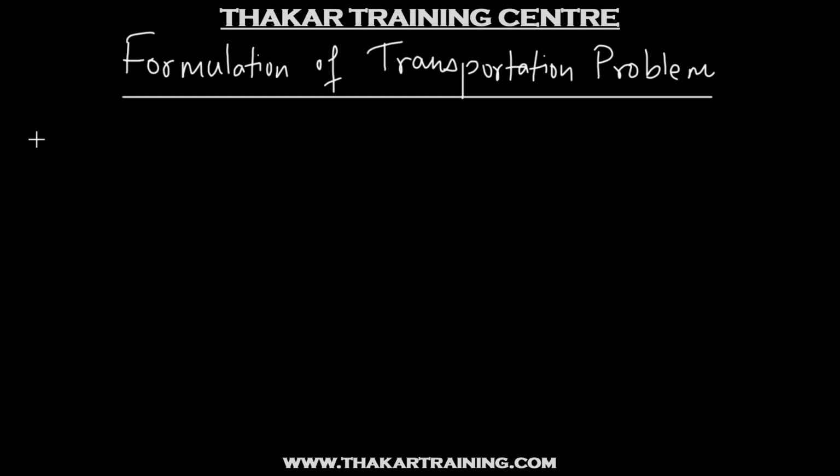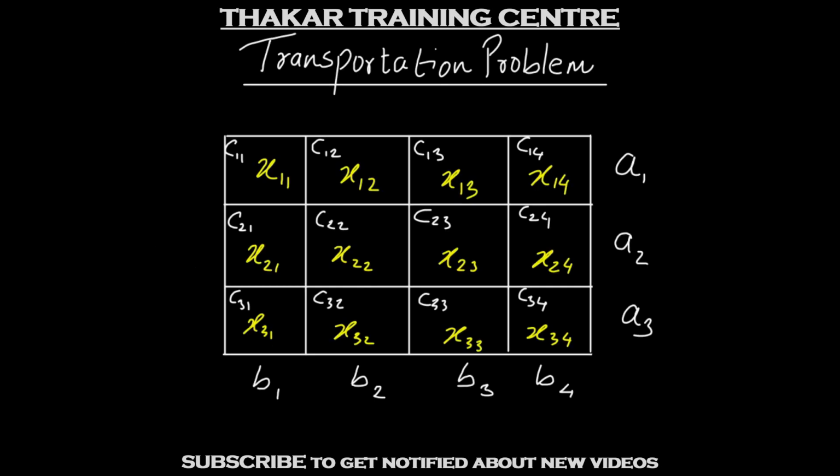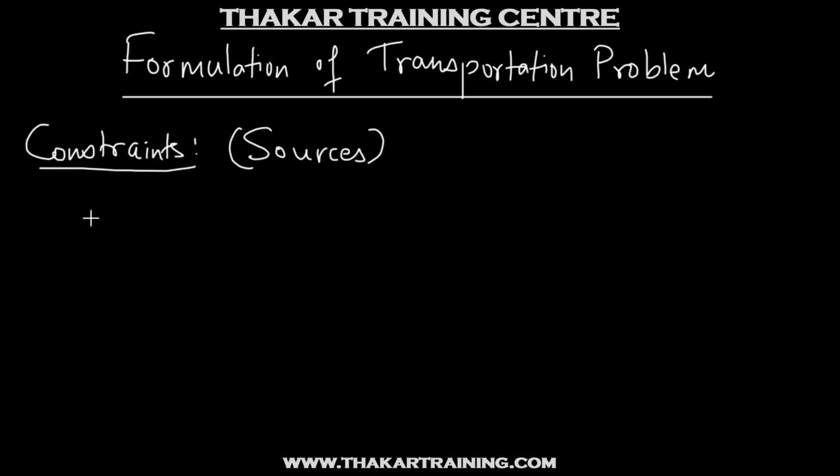Now there are some constraints on this. There will be constraints for sources. So if we talk about source 1 over here, the capacity in which it can supply is A1. So we have to ensure that the total of x11, x12, x13 and x14 does not exceed this quantity A1. So that is a constraint. x11 plus x12 plus x13 plus x14 should be less than or equal to A1. So you cannot supply more than what is the available capacity.